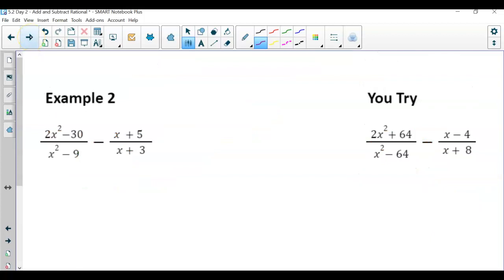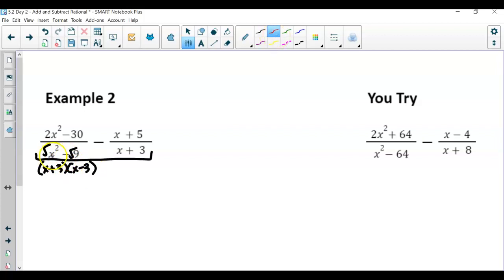Now let's look at example 2. I notice again in my denominators, I have my two expressions here, but this is just a binomial, x plus 3. Now, this is a binomial, but I do notice that I have a difference, because I'm subtracting, of two perfect squares. So this expression here can be factored into x plus 3 times x minus 3, because that is our difference of two perfect squares.